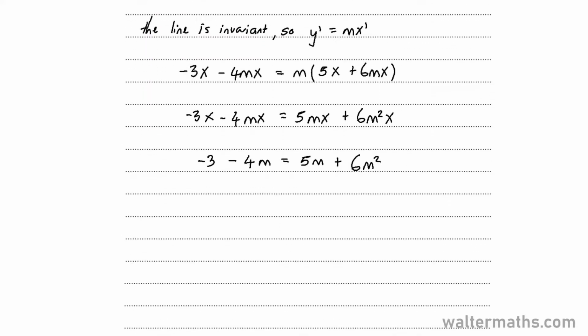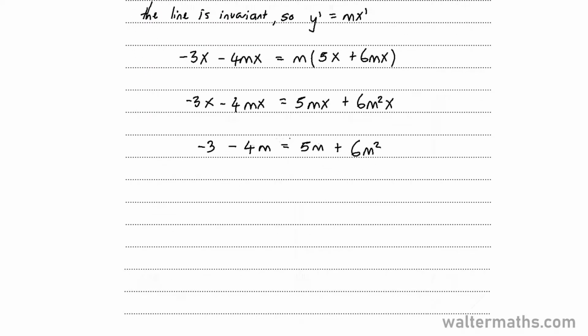So what I'll do right now is take everything to one side. So this will be equal to 6m squared, and then 5m plus 4m, that will be plus 9m. Then minus 3 to the other side becomes plus 3, and it's all going to be equal to 0. So now we can solve for m to get the possible values of m.